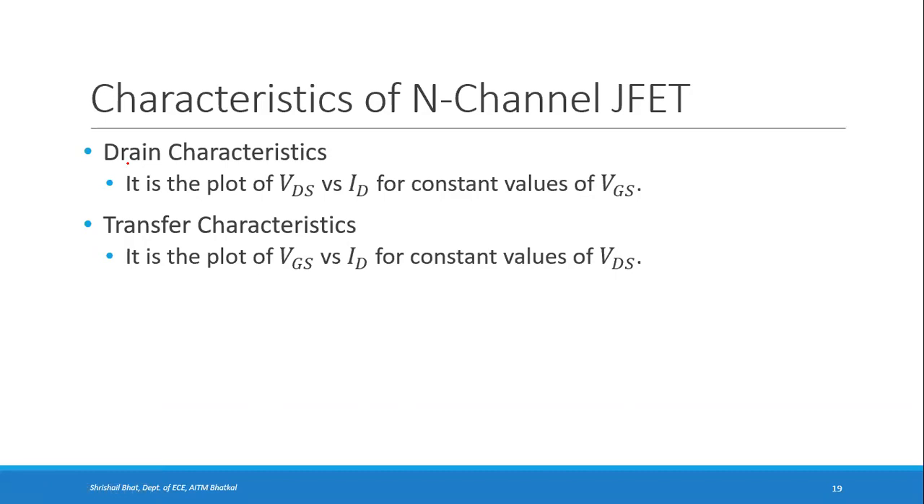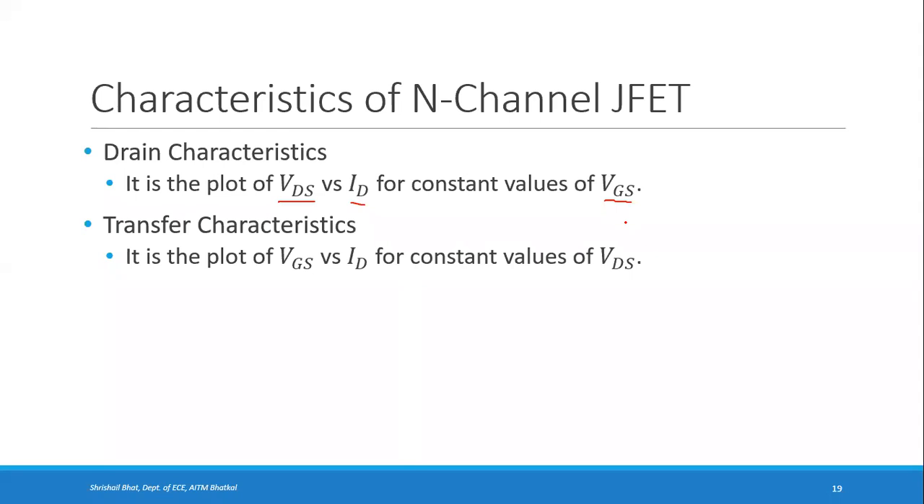So what does this drain characteristic mean? The drain characteristic means the way in which the drain current ID behaves with respect to the changes in the drain to source voltage VDS. What we will be doing is we will keep VGS, the gate to source voltage, constant, and we will vary VDS and note down the corresponding values of ID for different values of VDS, and we will plot a graph of VDS, that is drain to source voltage, versus the drain current ID, for a constant value of VGS.